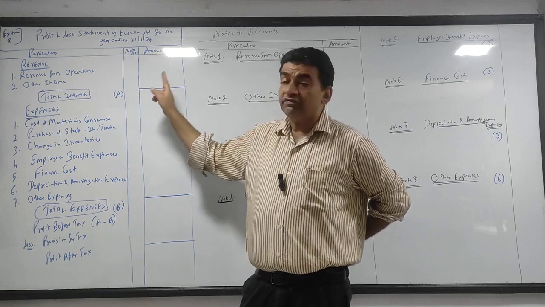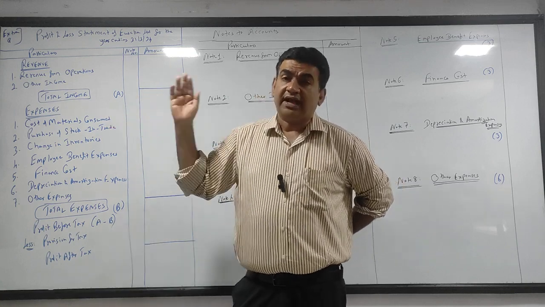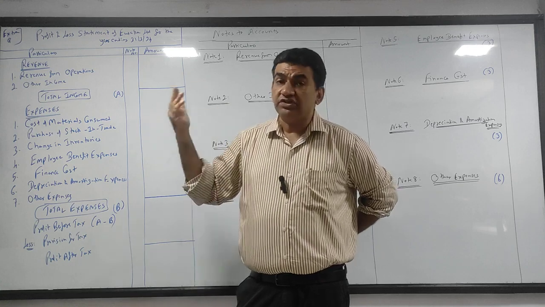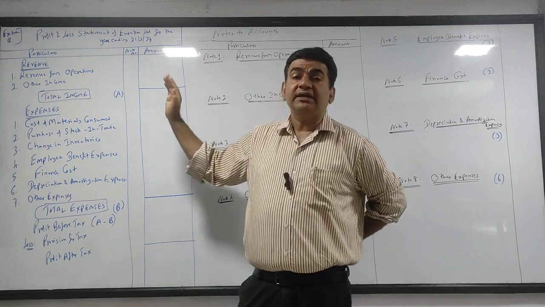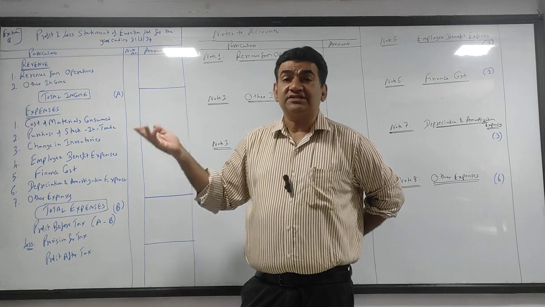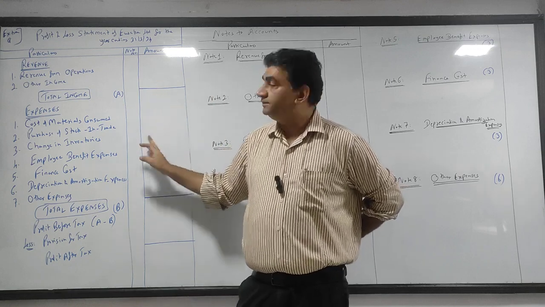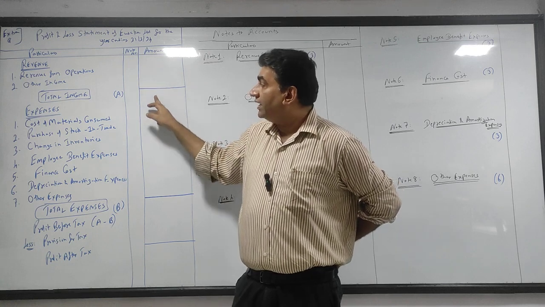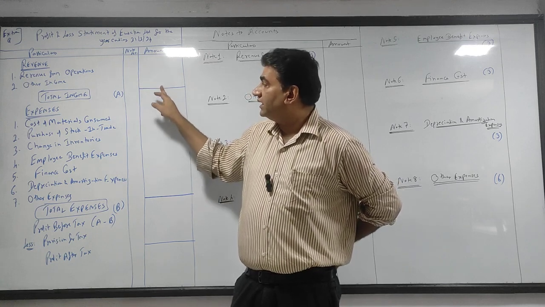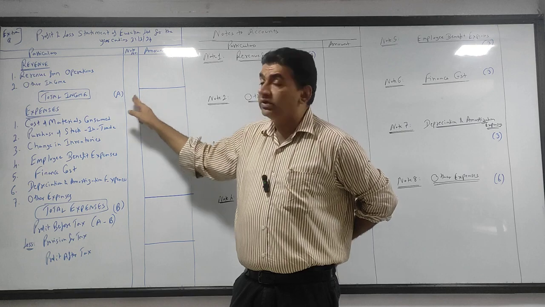Getting it? So revenue from operations is the sale of goods and money received on provision of services. Other income may be interest, dividend, discount, commission, all that comes under other income. Whatever total you get from revenue from operations and other income, that will be my total income.